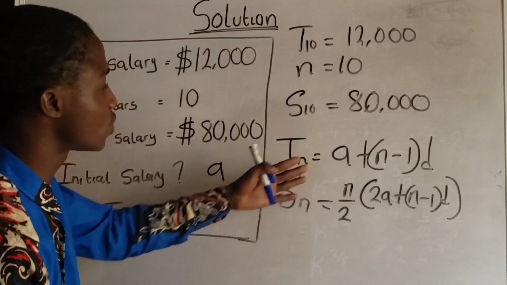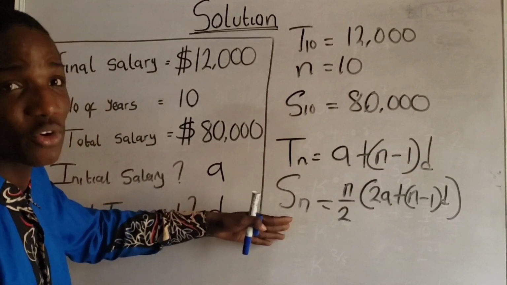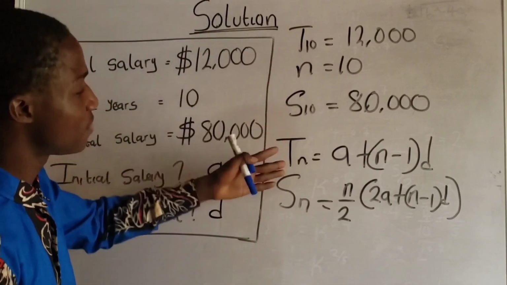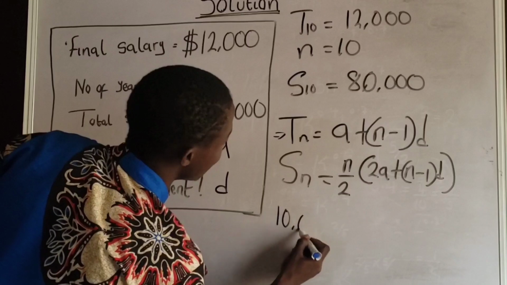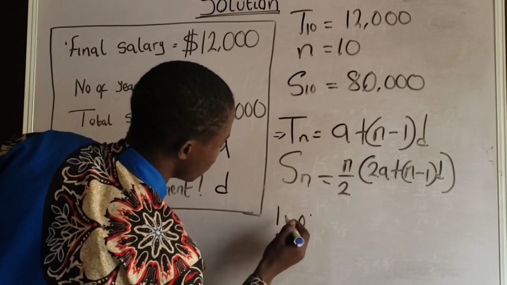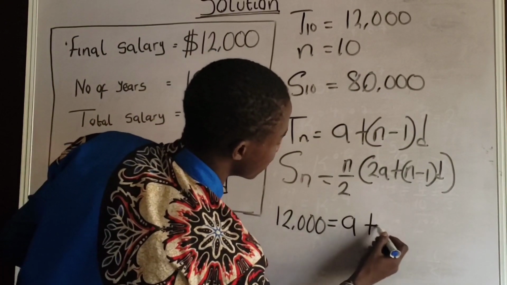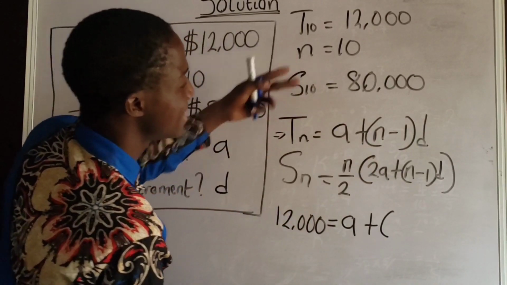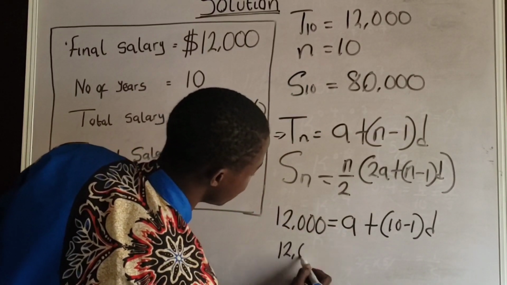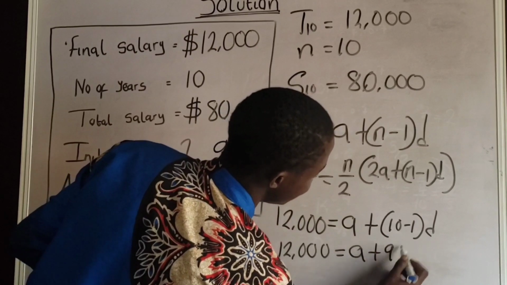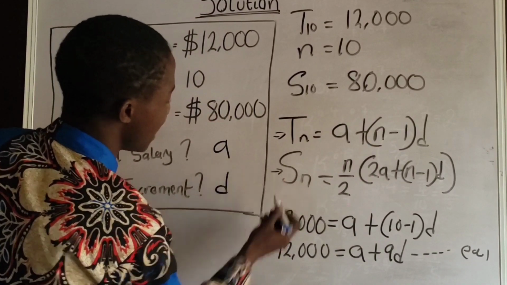Now, let us proceed to solve this question. We can solve for a and d simultaneously, because we have been given S10 and we know the formula for Sn, and we have been given T10, the 10th term, and we know the formula for Tn. So I'm going to have 12,000 is equal to a plus (n minus 1) d. Don't forget that the value of n is 10, so 10 minus 1 is 9. So 12,000 is equal to a plus 9d. Call this equation 1.